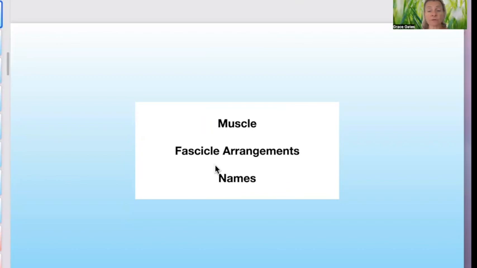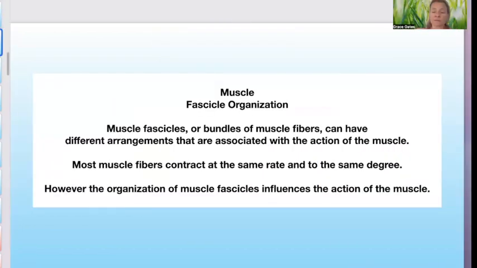Now, muscles are often arranged in fascicles or bundles of muscle fibers that are organized so that the muscle lies in a certain direction. So I will now move on to fascicle arrangements. Muscle fascicles, or bundles of muscle fibers, can have different arrangements that are associated with the action of the muscle. Most muscle fibers contract at the same rate and to the same degree, interestingly. However, the organization of muscle fascicles influences the action of the muscle.